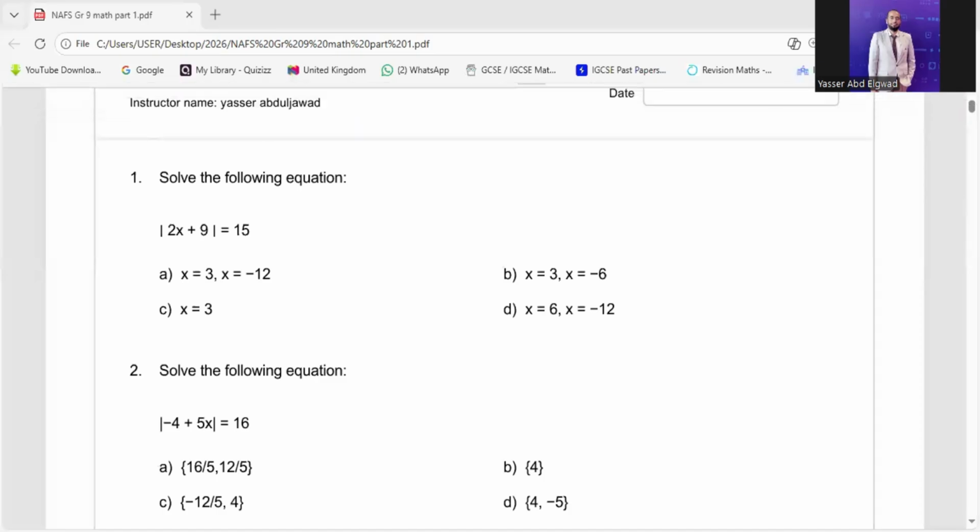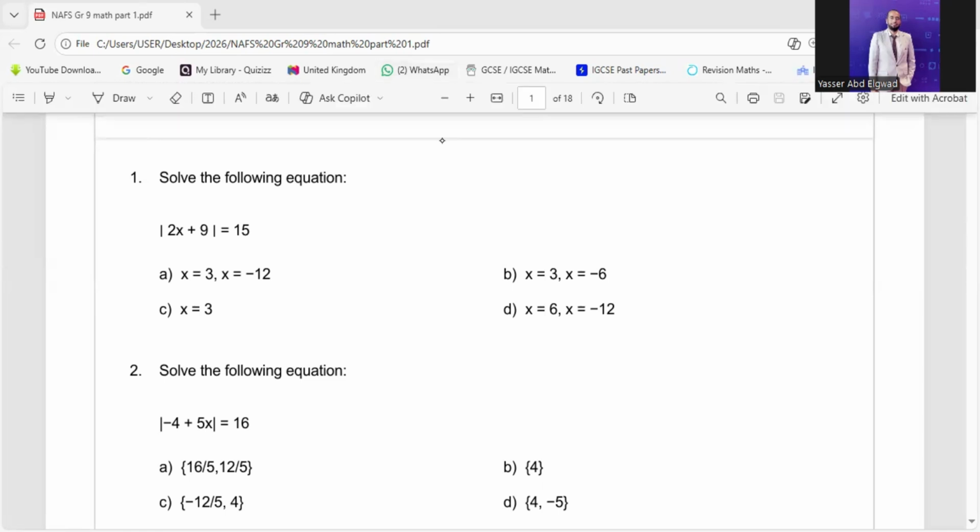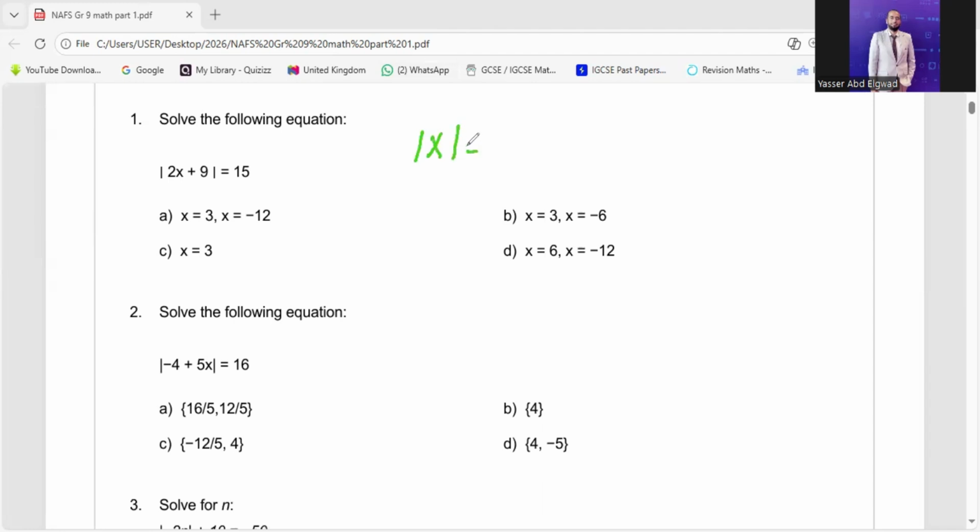Today is our lesson. It's about NAFS revision. We speak about absolute value. We have absolute value like 2x plus 9. You know that absolute value changes into two values like this. Absolute value of x equal 3, we can change to x equal -3 and x equal 3.